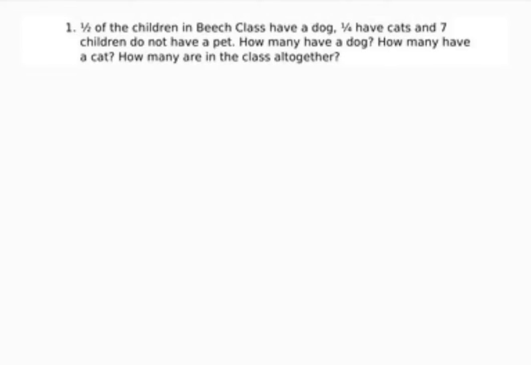Okay, so this video is on a question about fractions from worksheet 3, question 1. So let's start. The question says that half of the children in each class have a dog, a fourth of them have cats, and 7 children do not have a pet. How many have a dog? And a few more questions.